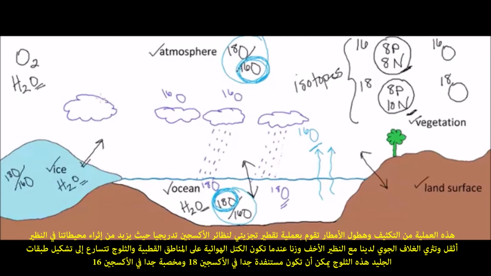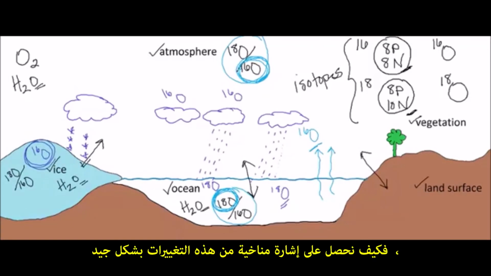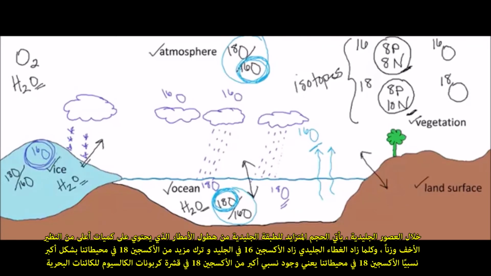By the time air masses are over polar regions and snow is precipitated out to form ice sheets, this snow can be very depleted in O18 and very enriched in O16. So how do we get a climate signal from these changes? Well, during ice ages, the increased size of an ice sheet comes from precipitation containing higher amounts of the lighter isotope. So the larger the ice sheet, the more O16 is locked up in the ice, and the more O18 is left behind in our oceans.